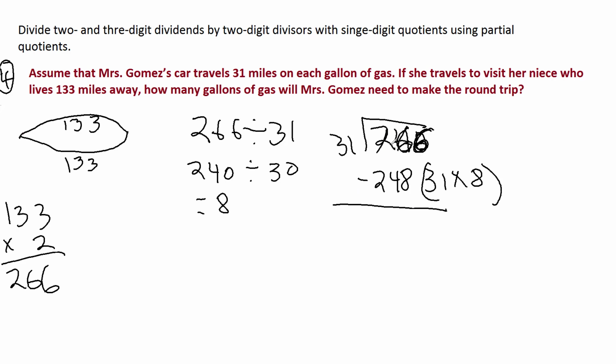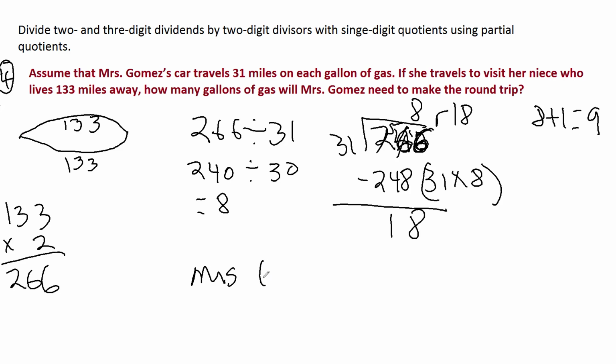And when I subtract that, 16 minus 8 is 8, 5 minus 4 is 1, leaving me a remainder of 18. So we have a final answer of 8, remainder of 18. So we know we need 8 gallons of gas, but we still have 18 more miles to travel after that, which means we're going to have 8 plus 1 equals 9 gallons of gas.